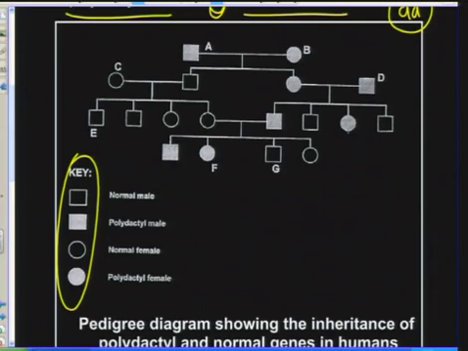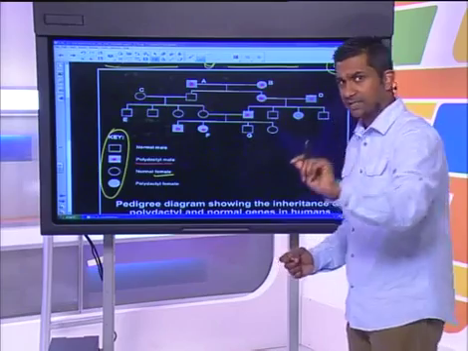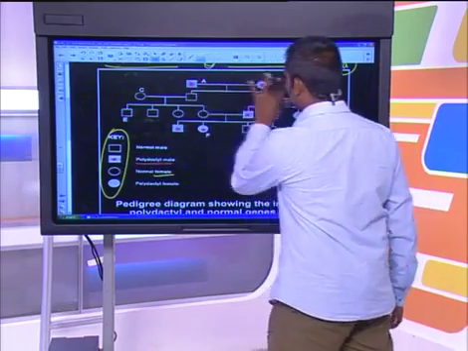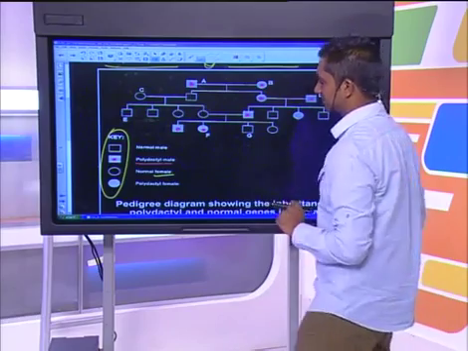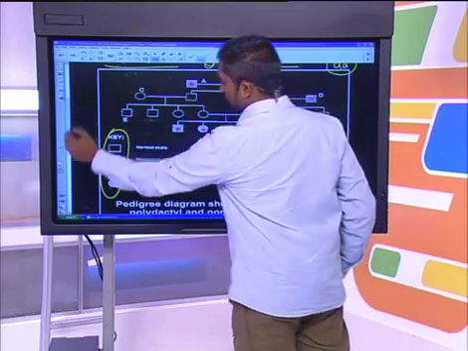The key normally shows that squares represent males and circles represent females. What we need to remember is that when we see a shade, it means these individuals are affected. They're polydactyl. So this individual is polydactyl, this individual is polydactyl. These are affected individuals, and the rest of them are normal. Based on the key, take your highlighters, guys, and very quickly highlight the affected individuals. I'm going to do that and go back to the key.